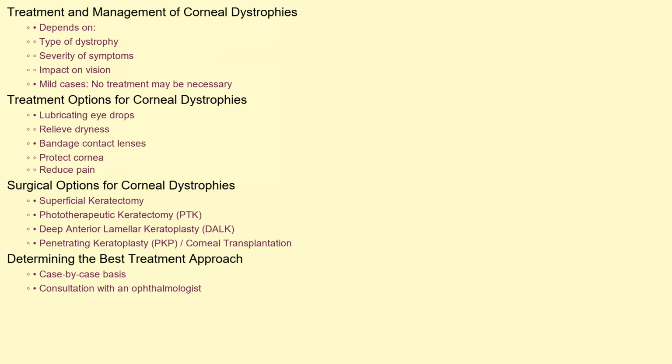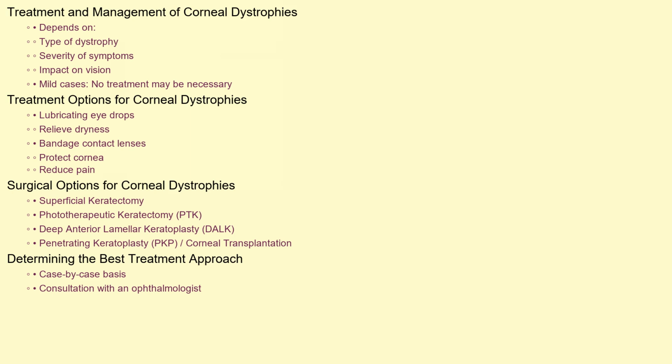Each type has distinct characteristics, including the appearance of the deposits, the location within the cornea, and the mode of inheritance. Treatment and management of corneal dystrophies depend on the type of dystrophy, the severity of symptoms, and the impact on vision. In mild cases, no treatment may be necessary. For symptomatic individuals, options include lubricating eye drops to relieve dryness, bandage contact lenses to protect the cornea and reduce pain, and surgical procedures to remove or replace damaged corneal tissue.